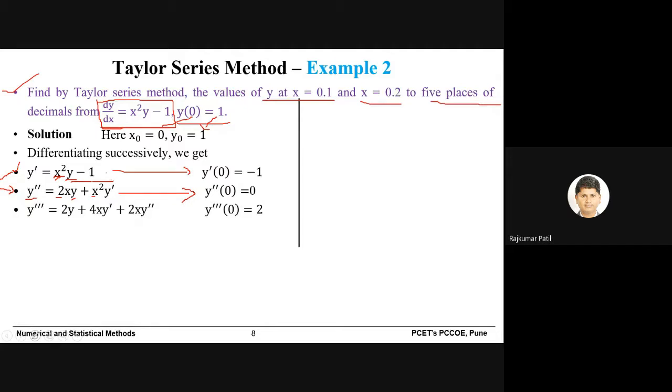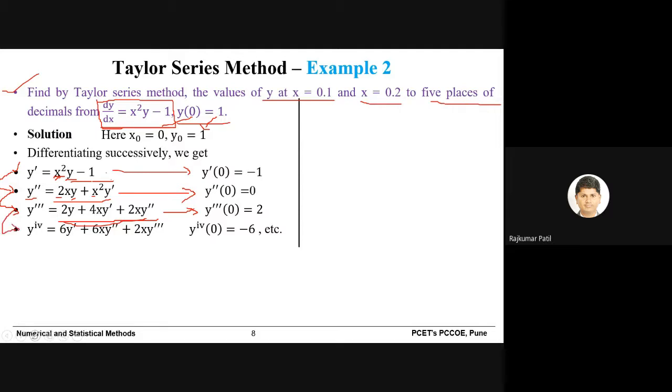Then again differentiate the second equation to get y triple dash, and you can see a new equation in front of you, 2y plus 4x y dash plus x square y double dash. So what I did here, I took the derivative and I simplified this equation. In an examination, step by step you need to solve, and then put the initial conditions in this equation. You will get y triple dash naught as 2, and similarly you need to repeat this particular process.